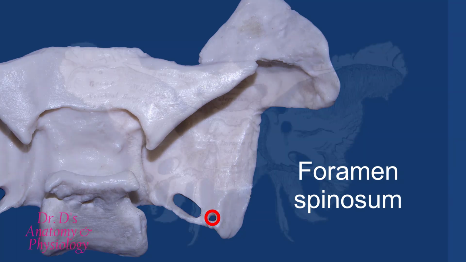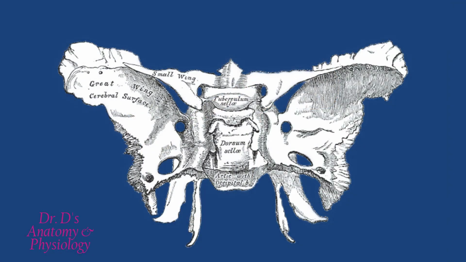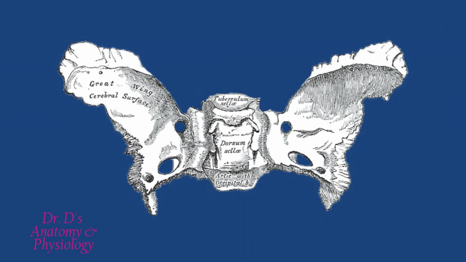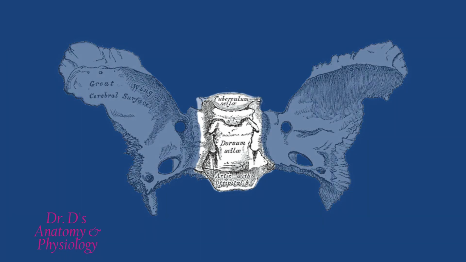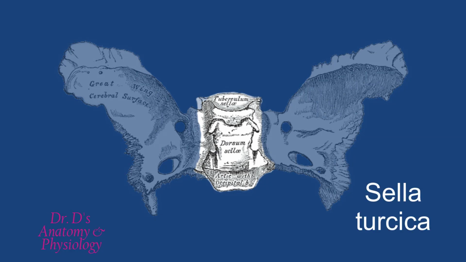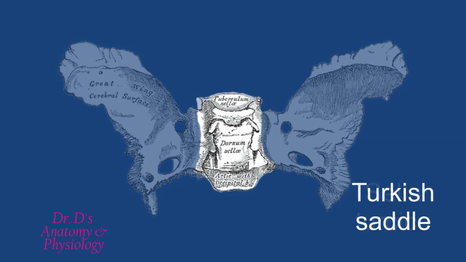If we go back to our figure, we can isolate our great wings attached to the body, and then just look at the body. One of the most notable features we'll see on the body is something called the sella turcica, which translates into Turkish saddle.